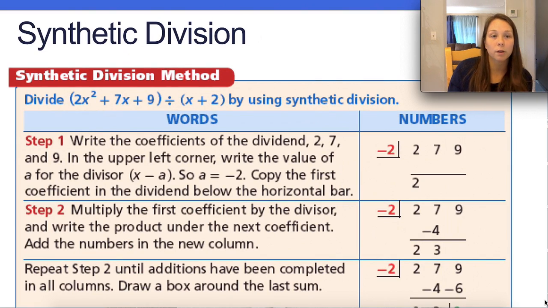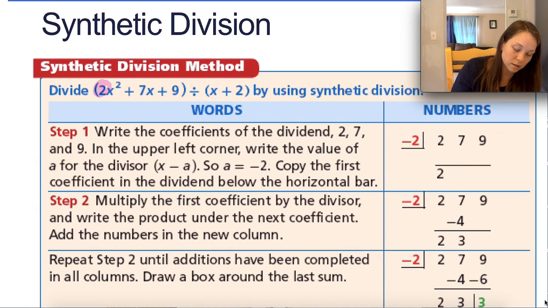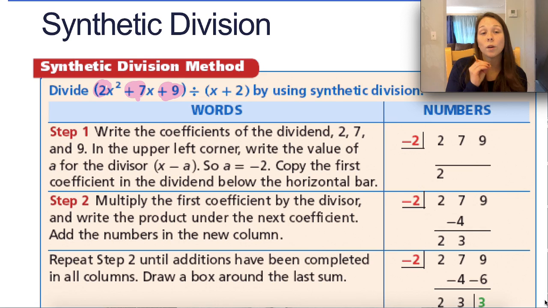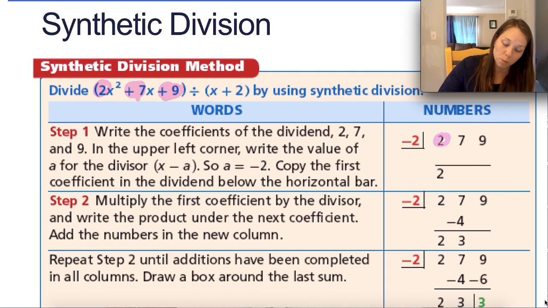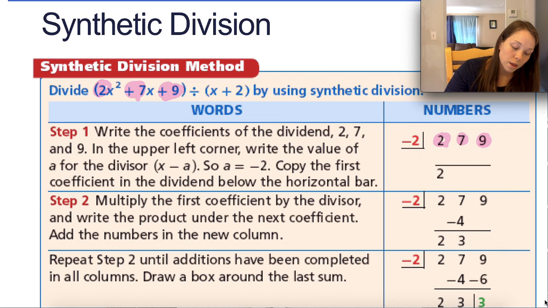So the original part of this problem says 2x squared plus 7x plus 9. So notice the coefficients are positive 2, positive 7, positive 9. So here in this setup, we have a positive 2, positive 7, positive 9. So that's where those numbers are coming from. Then the thing we're dividing by is x plus 2. So notice we have a negative 2 here.